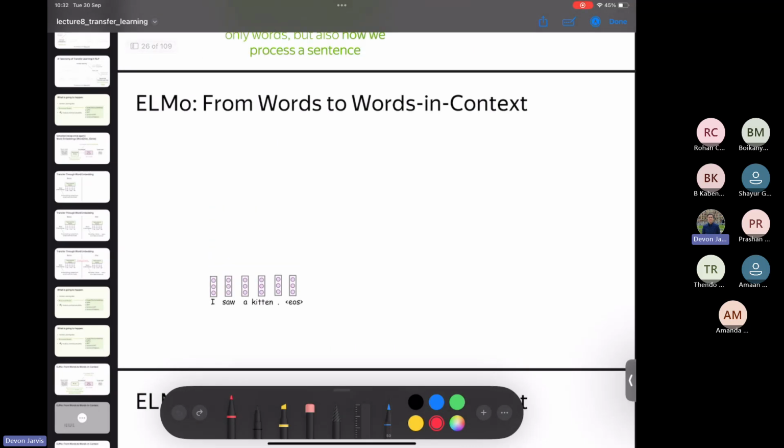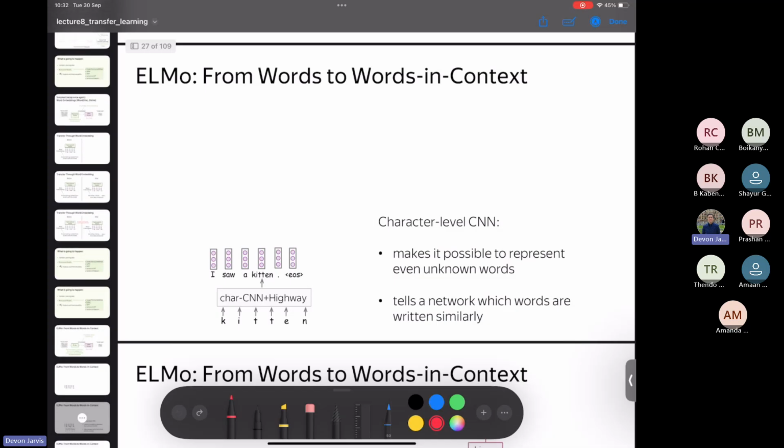So we're going to start with some token embeddings. Again, we want to train them, and that's what ELMo is going to do. It is going to produce these pre-trained token embeddings. To start, it's going to take every letter in our word. You take all of the letters in a token, split it into its different letters, and we pass that into a new neural network. It's a character-level CNN plus this thing called the highway block, which is essentially a skip connection. The character-level CNN makes it possible to represent even unknown words.